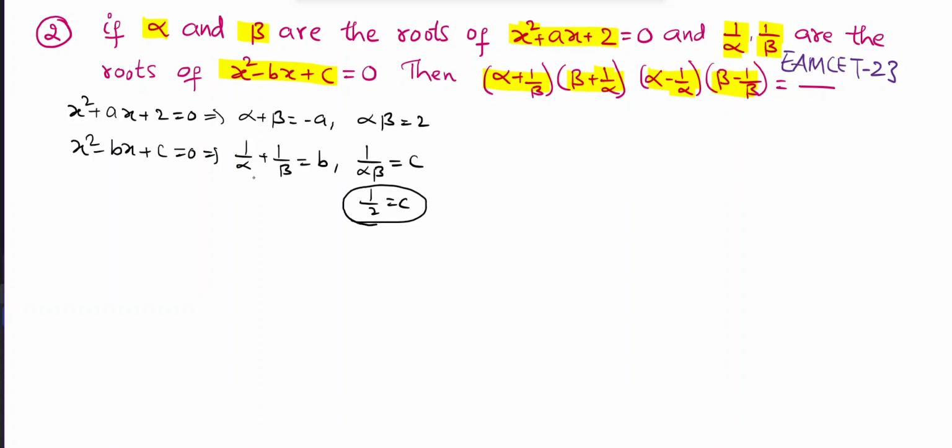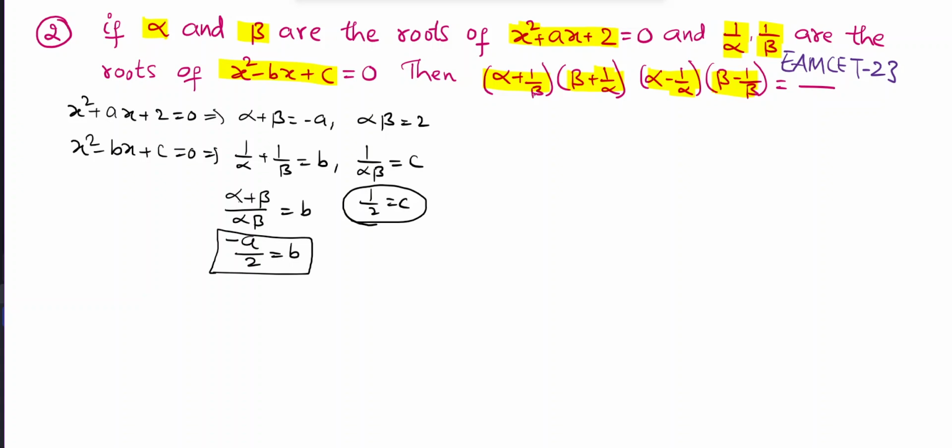And take 1 by alpha plus 1 by beta is equal to b. This is (alpha plus beta) by alpha beta is equal to b. Alpha plus beta value is minus a. This is minus a by alpha beta, which is 2. From this, the b value is minus a by 2.